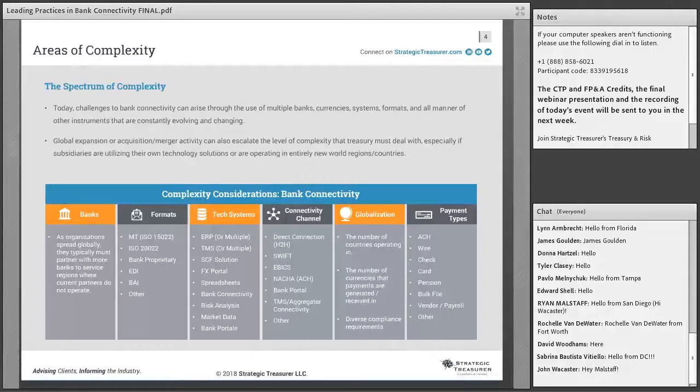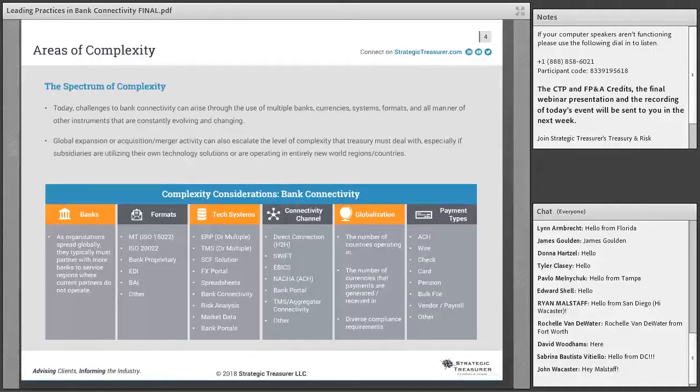So when you think about all these payment types, all the systems that these payment types originate from, the formats, how you get them to the banks, the specific issues of the banks, the complexity level goes up dramatically. This is one of the most significant challenges as organizations expand, and even as technology improves, more choices across these dimensions means the complexity goes from complex to very complex to hyper-complexity. And this is one of the challenges of bank connectivity.